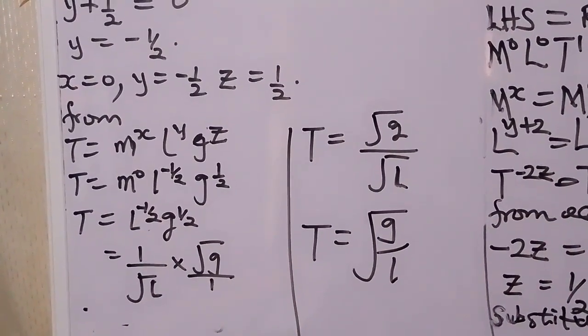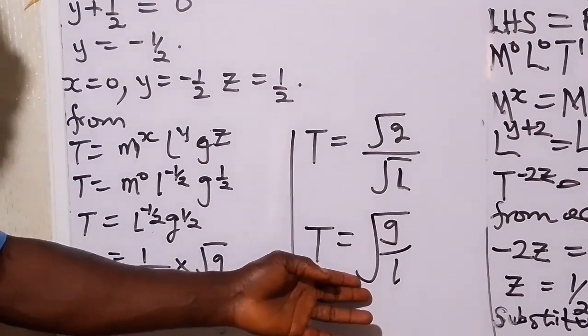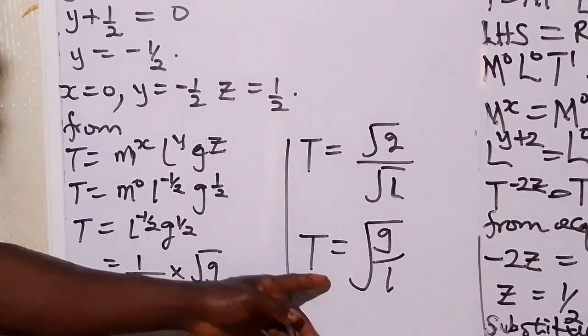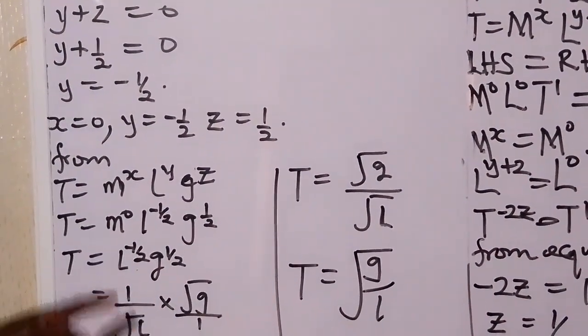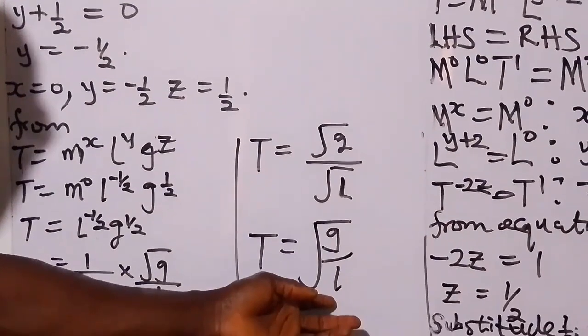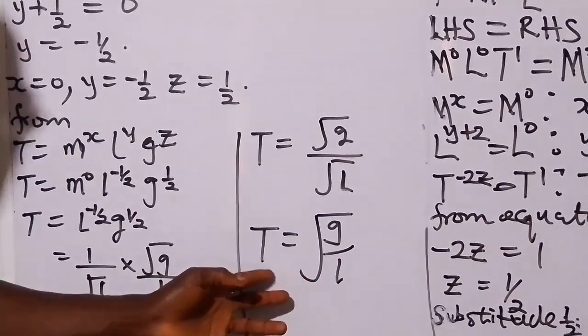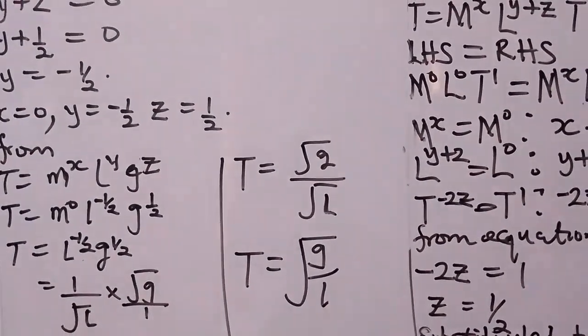And from this formula, we can say that the period of oscillation of the simple pendulum does not depend on mass, because mass is absent here. So it only depends on acceleration due to gravity G and length of the pendulum.